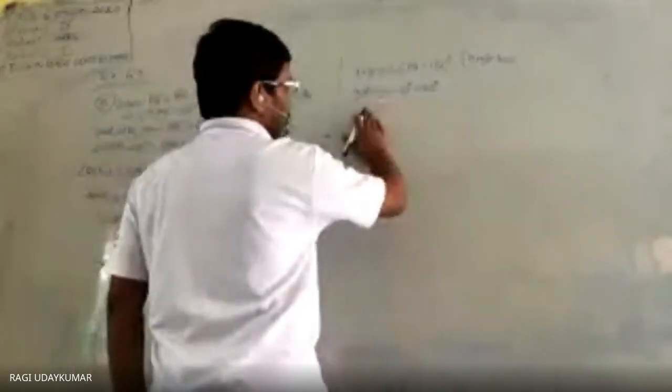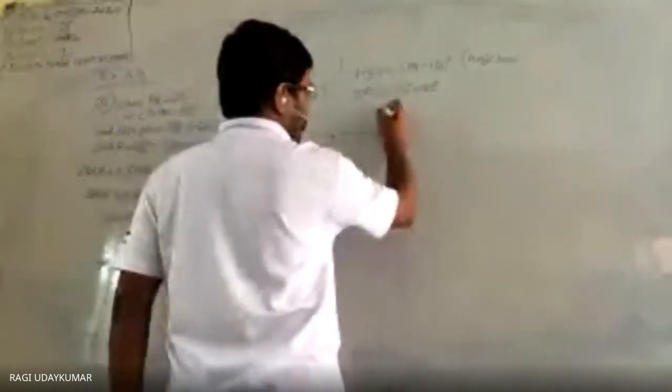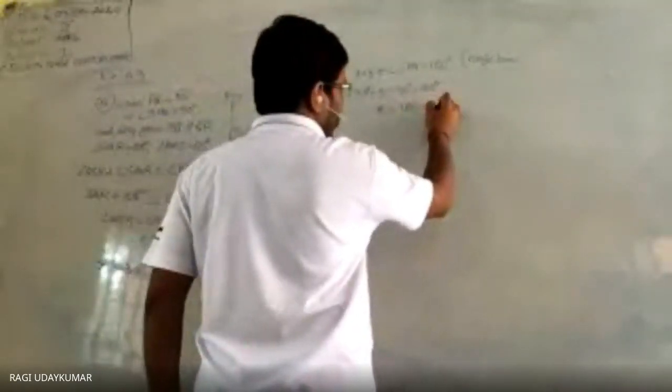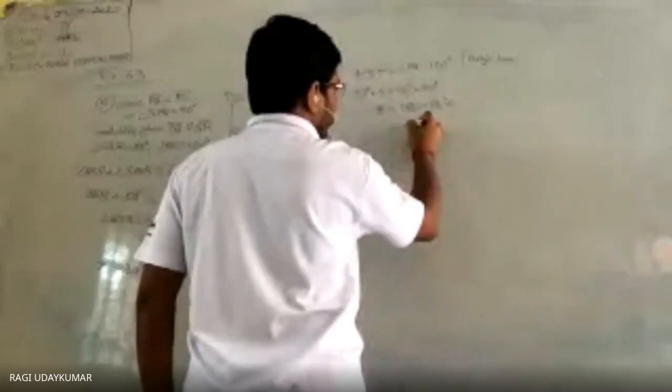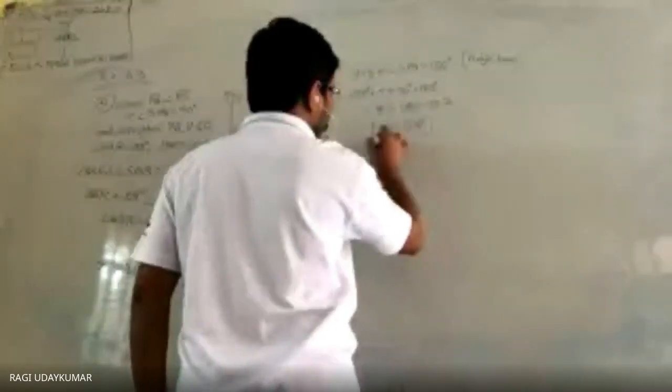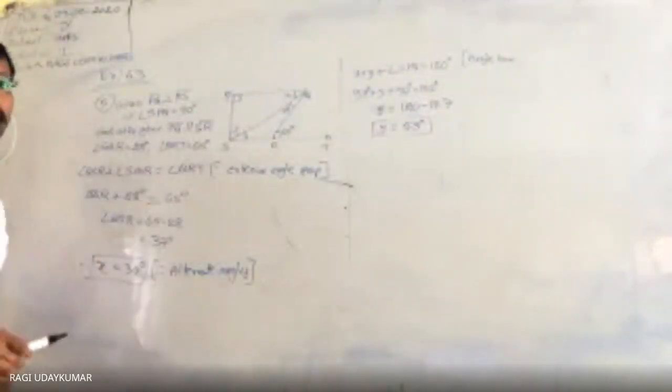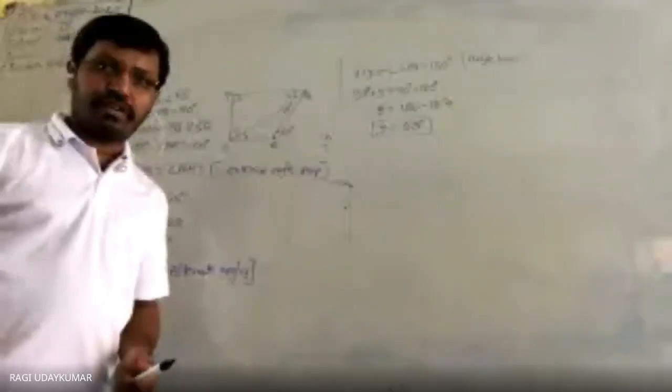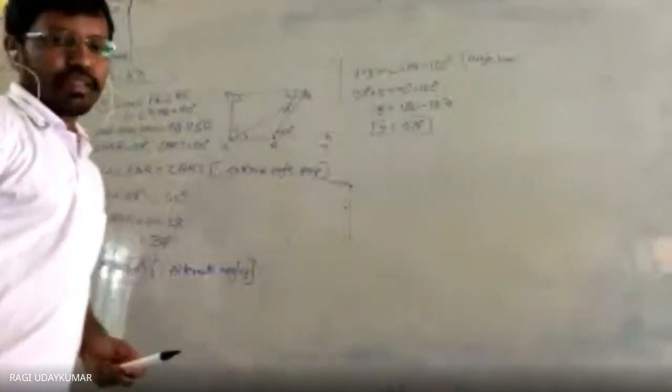37 and 90 you add, 127. 127 subtract from 180 gives 53. So angle y is equal to 53, and angle x is equal to 37. These are the x and y values we were asked to find out. Okay. So now let us go.